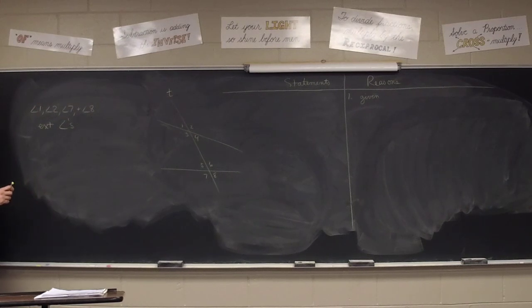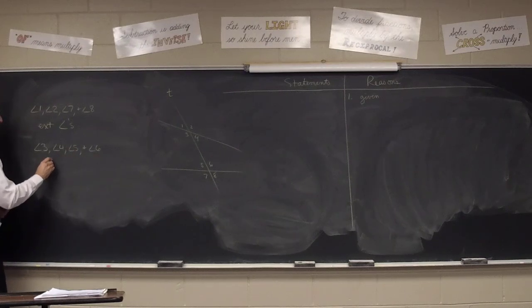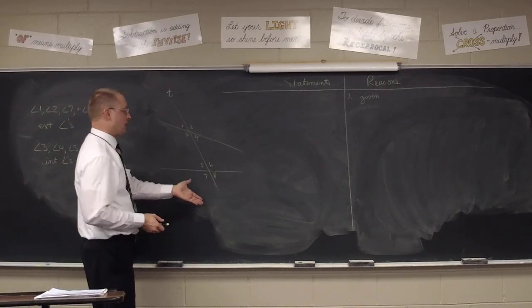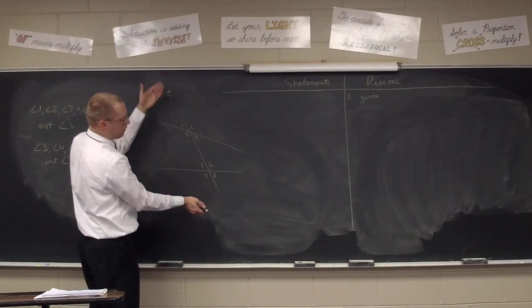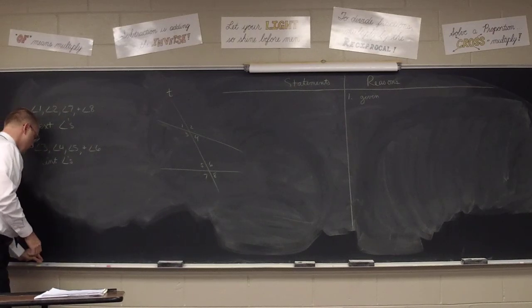Anyone want to hazard a guess at what we would call angles 3, 4, 5, and 6? Since they're in between the 2 lines, class. Yeah, very good. So angle 3, angle 4, angle 5, and angle 6 are referred to as interior angles, since they are formed between the 2 lines. So if you've got 2 lines intersected by a transversal, you have exterior angles and you have interior angles. Pretty straightforward, right?